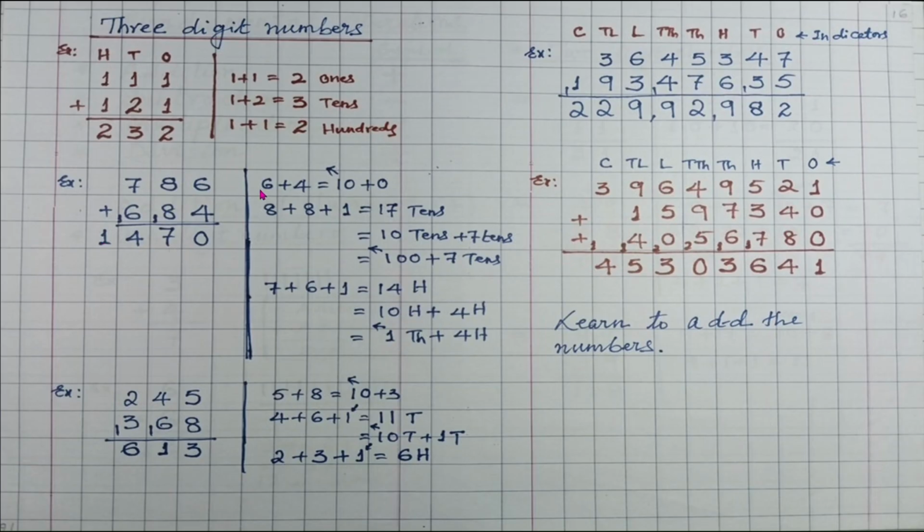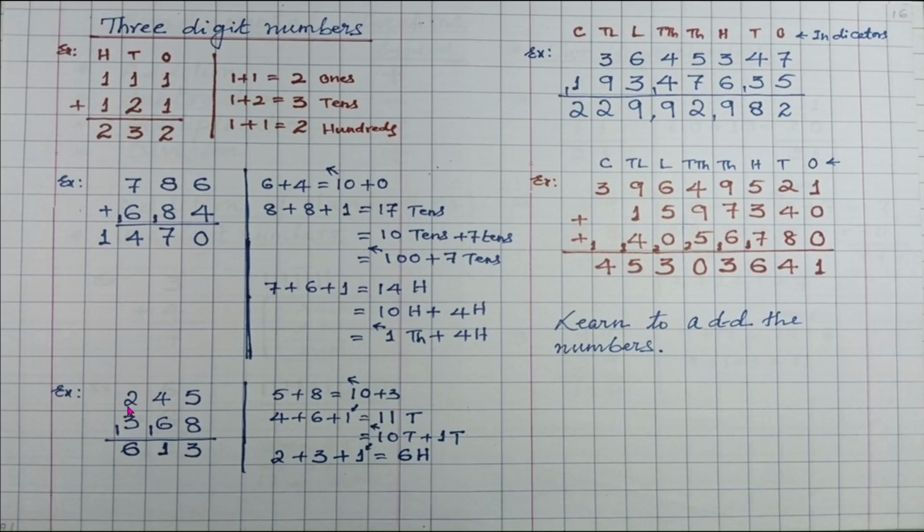Now let us understand here. 6 plus 4 is 10, 0 in the units place, 1 is carried, that is 10 is carried to the tens place. So 8 plus 8 plus 1 is 17. There are 10 tens and 7 tens. So 7 tens are placed in the tens place and 100 is carried to the hundreds place. So 7 plus 6 plus 1 is 14. There are 14 hundreds here. So 4 hundreds are placed in the hundreds place and 1000 is carried to the thousands place. Therefore the sum is 1470. So 786 plus 684 is 1470.